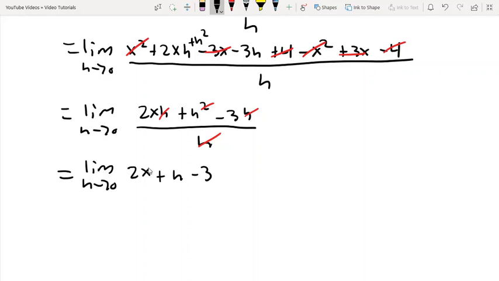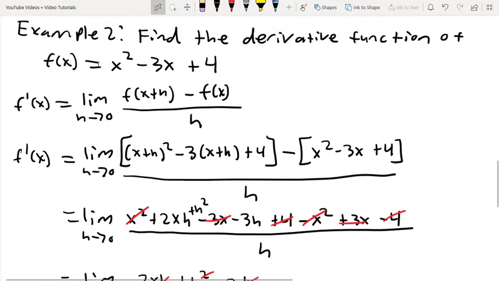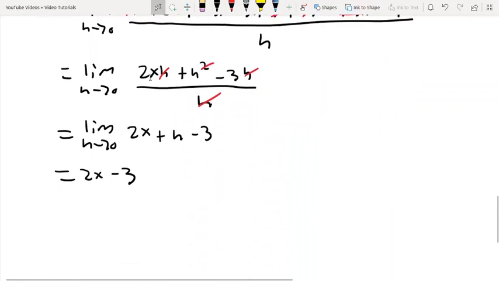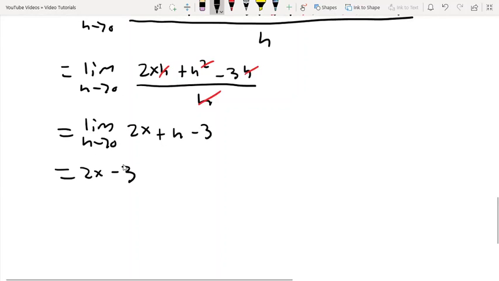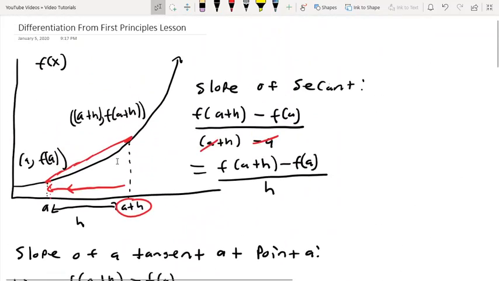And if we evaluate this limit, we're going to get 2x minus 3. So what this means is that the derivative of f of x equals x squared minus 3x plus 4 is equal to 2x minus 3. This is the derivative function of f of x. So that's a quick overview of differentiation from first principles and how you can find a function which models the slope of a tangent at any point that you want on a function that you know.